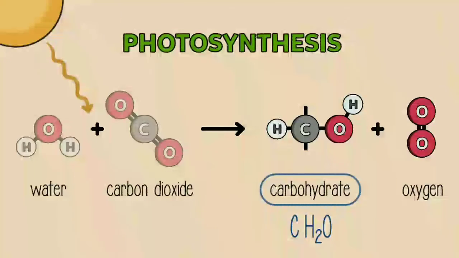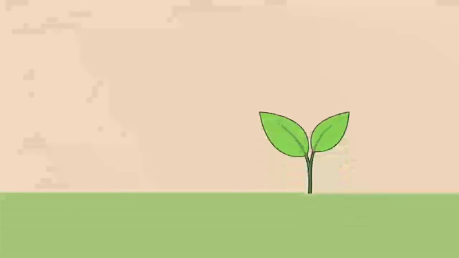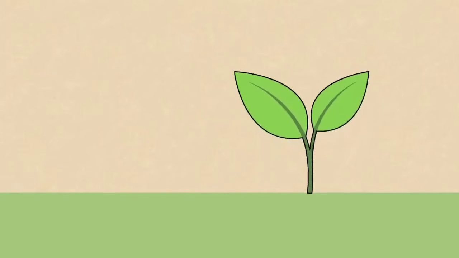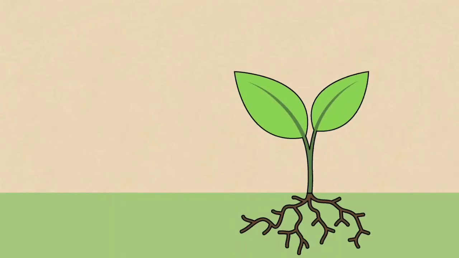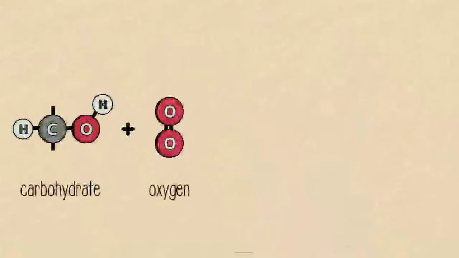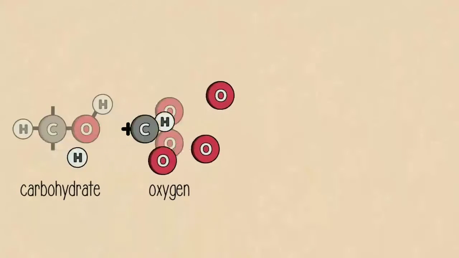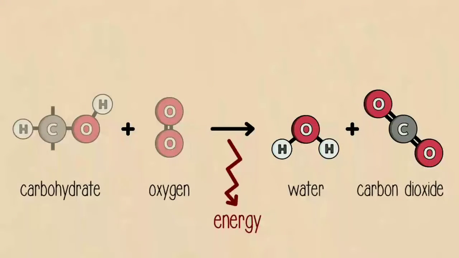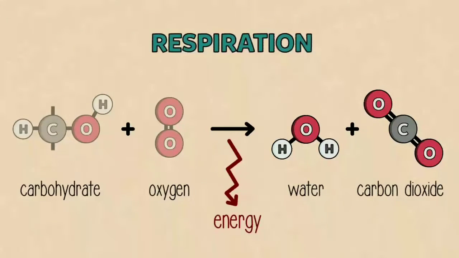That's photosynthesis. Energy is now stored, and living things can use the carbohydrate to build their bodies and structures. To obtain energy, they simply reverse this reaction, letting the oxygen and the carbohydrate rejoin, forming carbon dioxide and water all over again. And this is respiration.